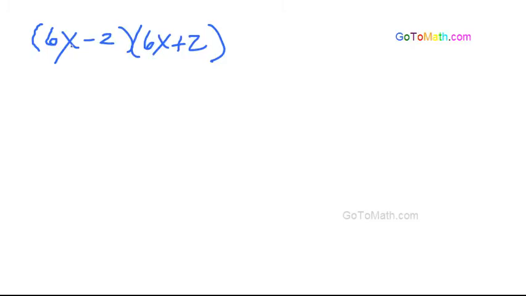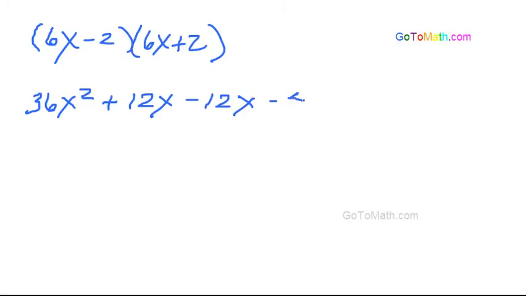Okay, so let's go ahead and multiply this out. So 6x times 6x is 36x squared. 6x times positive 2 is 12x. And then we have a negative 2 times 6x, minus 12x. And then negative 2 times positive 2 gives us a negative 4. So after we cancel out some terms here, we're left with 36x squared minus 4.